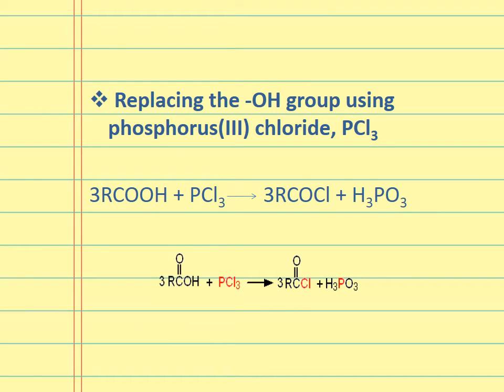Next is replacing the hydroxyl group using phosphorus trichloride. Phosphorus trichloride is a liquid at room temperature. Its reaction with the carboxylic acid is less dramatic than that of phosphorus pentachloride. This is because there is no hydrogen chloride produced.